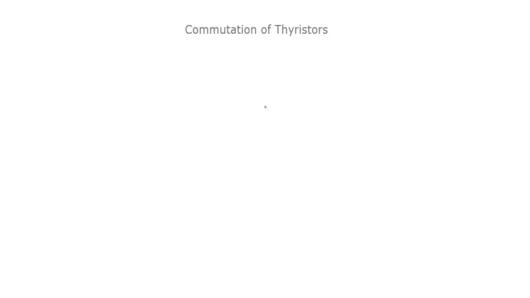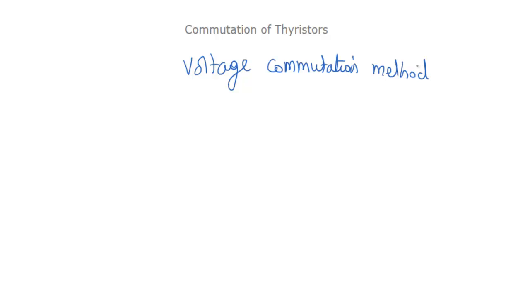So here generally we have two types of commutation circuits, commutation methods, I can say. I'm again telling that this is in forced commutation only. So two types of that. What are the two types? One is the voltage commutation method, and the other one is the current commutation method.